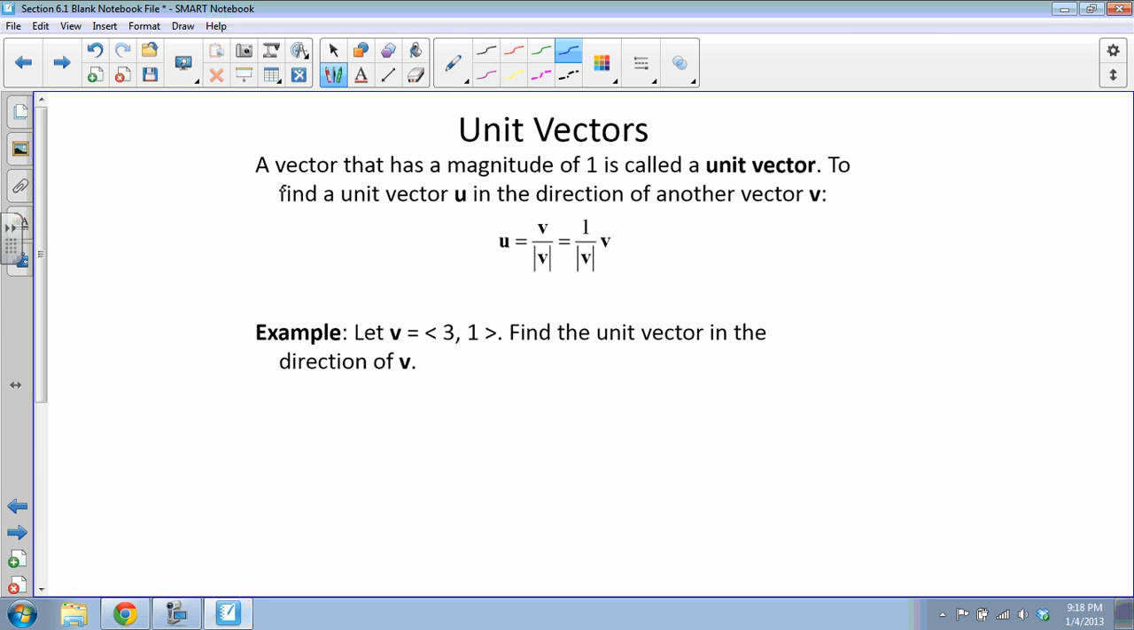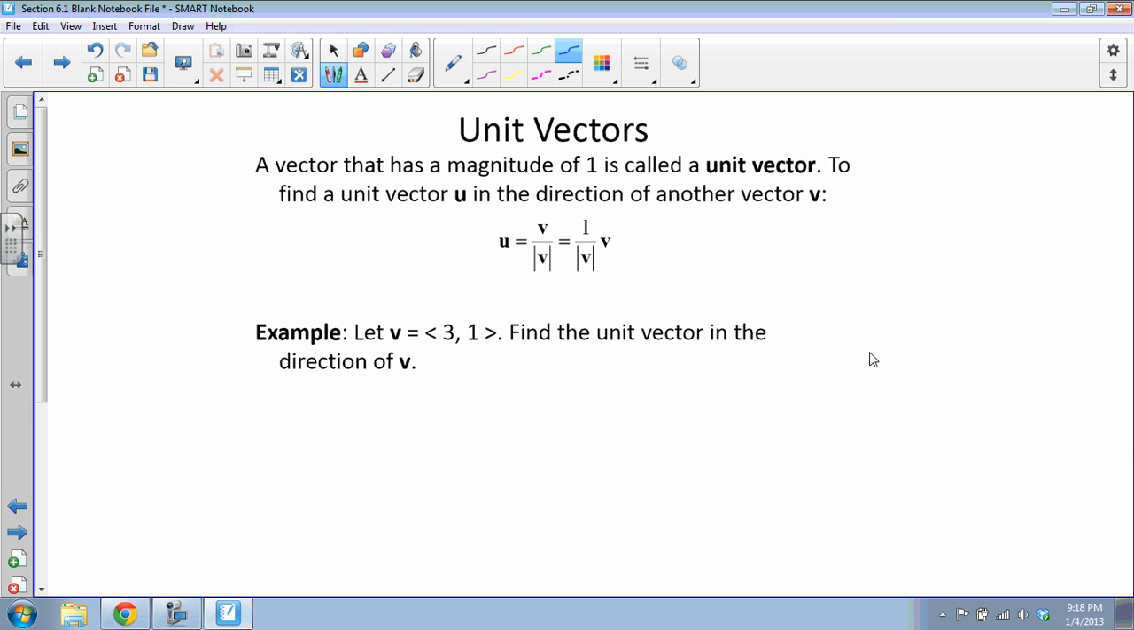To find a unit vector u in the direction of another vector v, we're going to divide both of the components by the magnitude of that vector. If we do that, it works out that it's in the same direction as our original vector, but it has a magnitude of 1. So let's try this example.